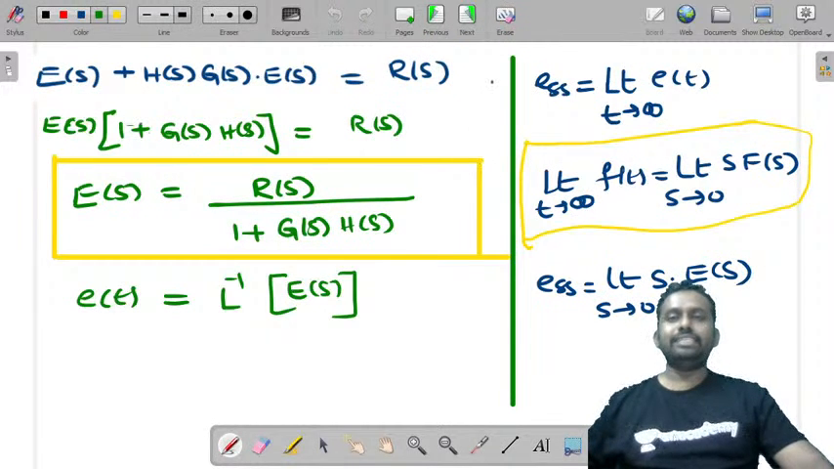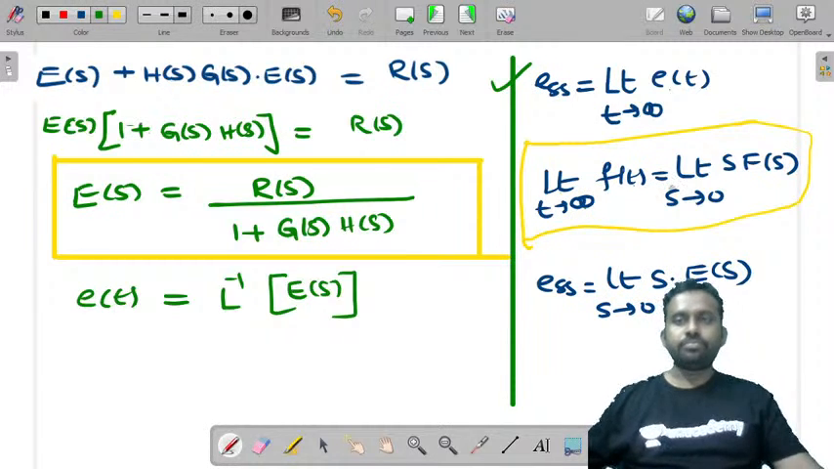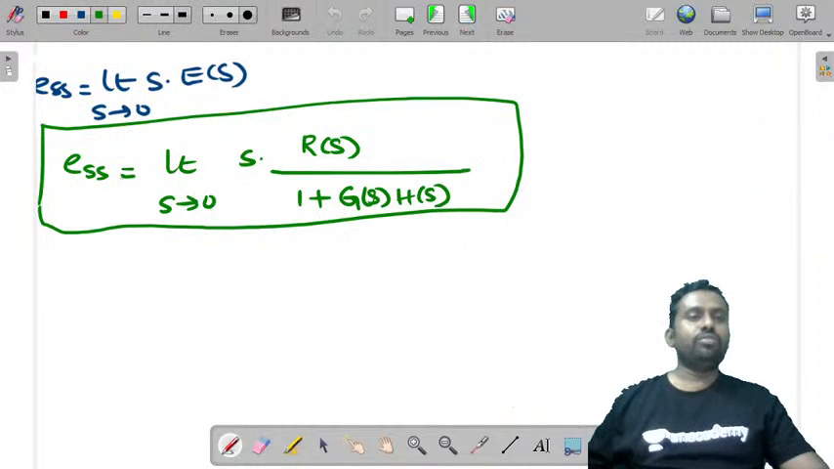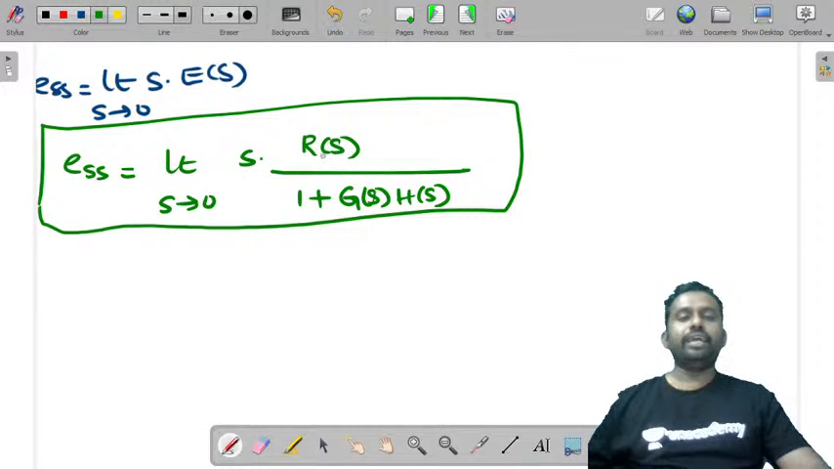So once again, ESS is the steady state error, which is the error at t is equal to infinity. From final value theorem, limit t tends to infinity f of t is equal to limit s tends to 0 s into f of s. So ESS is equal to limit s tends to 0 s into E of s. Therefore, ESS is equal to limit s tends to 0 s into R of s by 1 plus G of s into H of s. Hope this steady state error expression is clear for everyone.